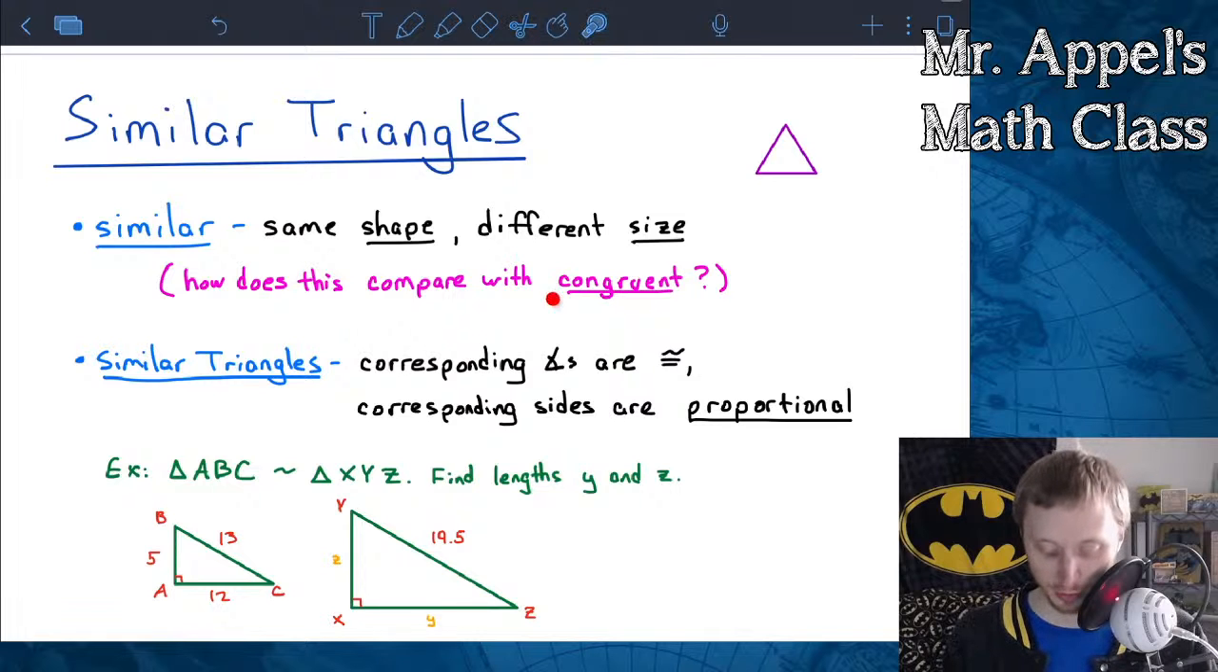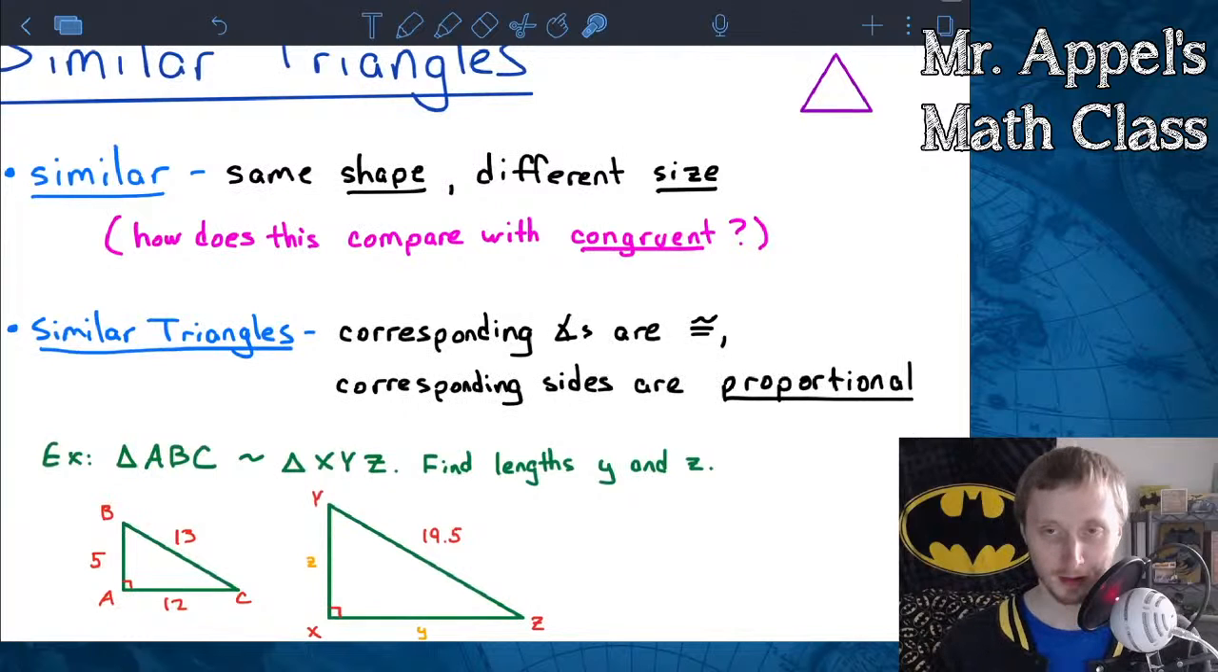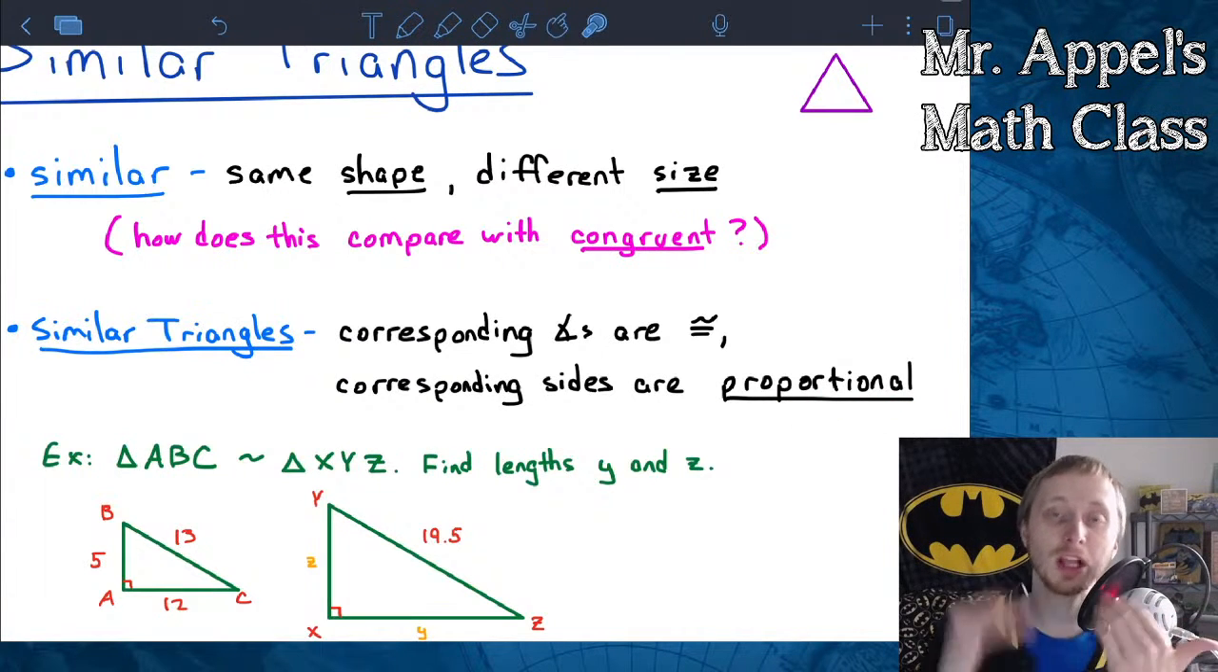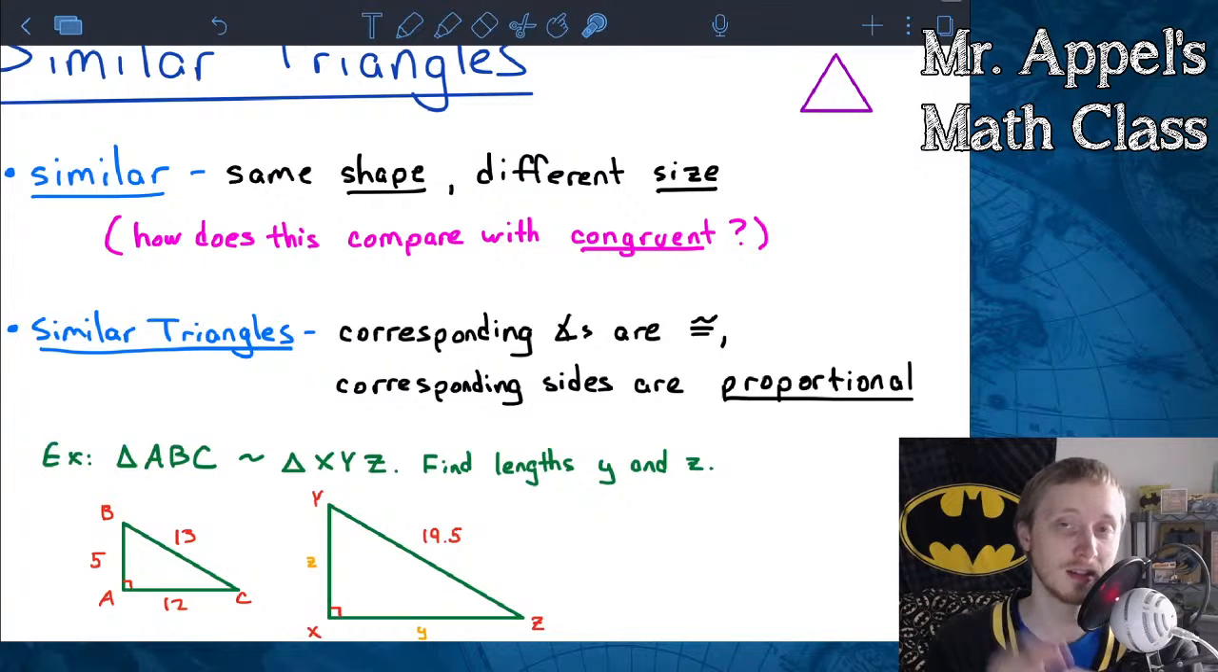Okay? Compare that to congruent. A congruent set of shapes are the exact same shape and the same size. So I cannot scale them around at all. Now, this means for similar triangles specifically, you will have a set of corresponding angles that are congruent, and the corresponding sides are proportional. So they're not the same length, but the relationship between the lengths are the same.